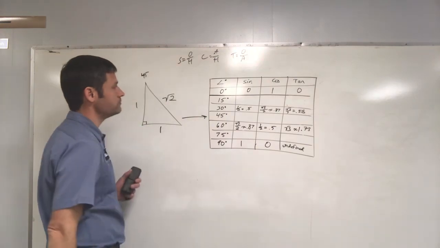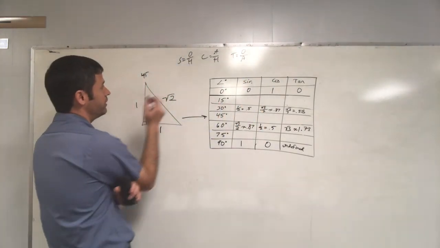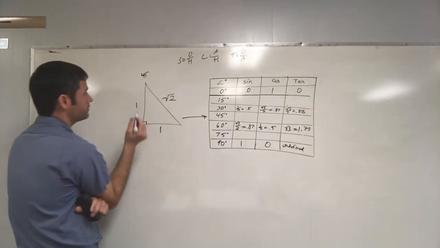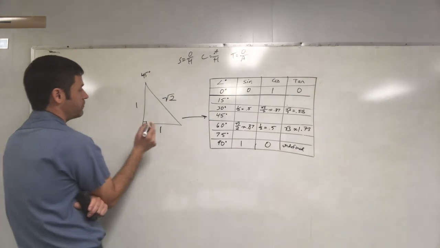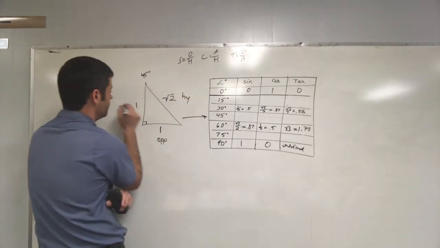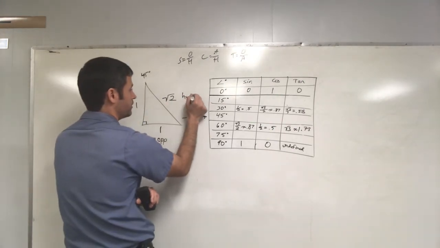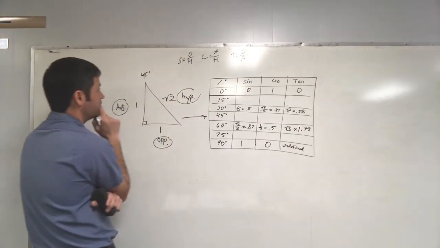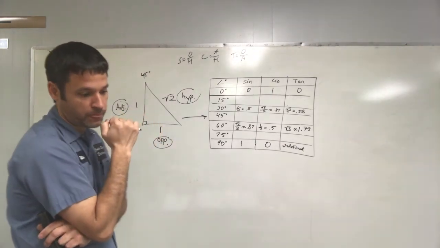45. All right, we do the same thing as we've been doing. The sine of a 45 degree angle is opposite over hypotenuse. So we're going to do this one. It doesn't matter, we could do down here. In this case, this is the opposite, this is the hypotenuse, this is the adjacent. So the sine is opposite over hypotenuse, so 1 over square root of 2.